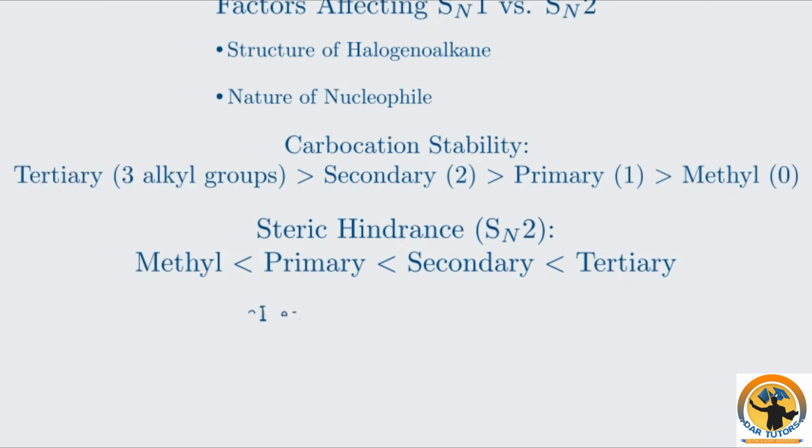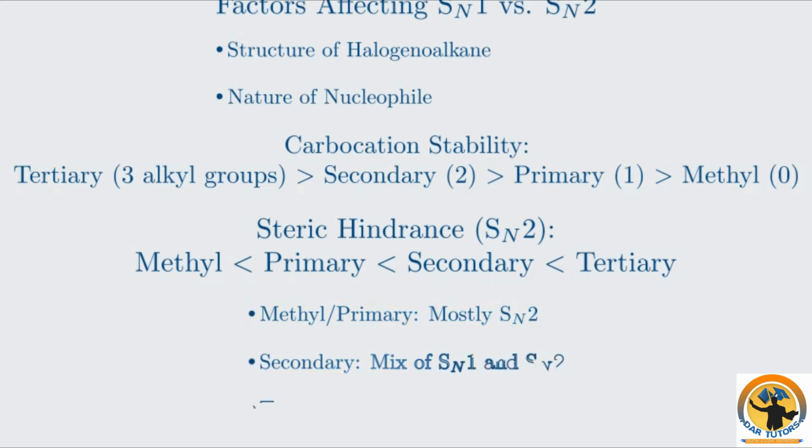So, combining these factors gives us a clear picture. Tertiary halogenoalkanes react almost exclusively by SN1. Methyl and primary halogenoalkanes react almost exclusively by SN2. Secondary halogenoalkanes can go by either route, depending on the conditions. This scene has covered how structure, nucleophile strength, and leaving group determine the reaction mechanism.